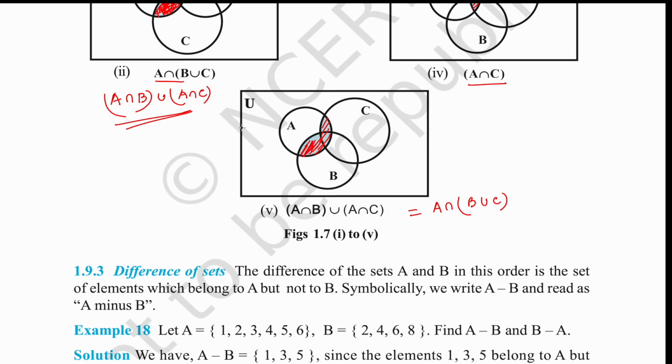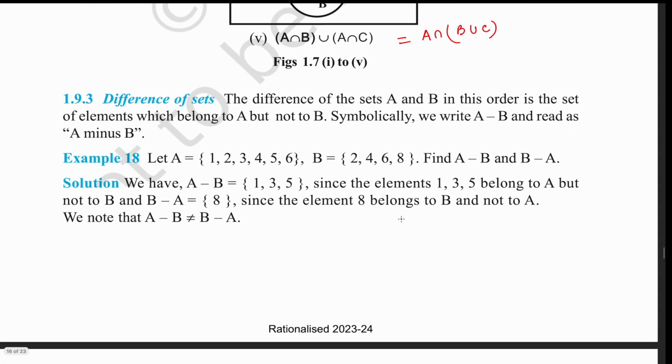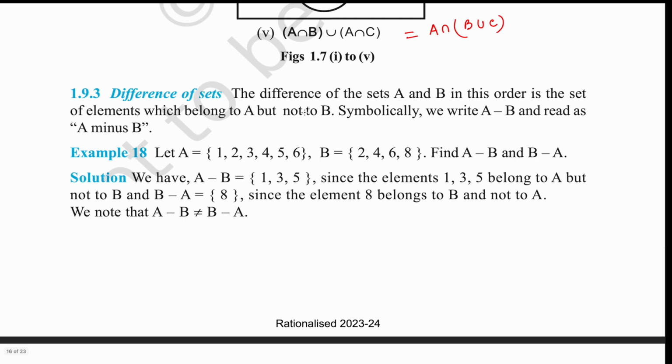Because both of them represent the same quantity. All right, moving forward, we have difference of sets. Now the difference of sets A and B in this order. So here, whenever we are talking about difference of sets, the order is going to be very important. That means whether you are taking difference of A and B or difference of B and A, that is definitely going to matter, right?